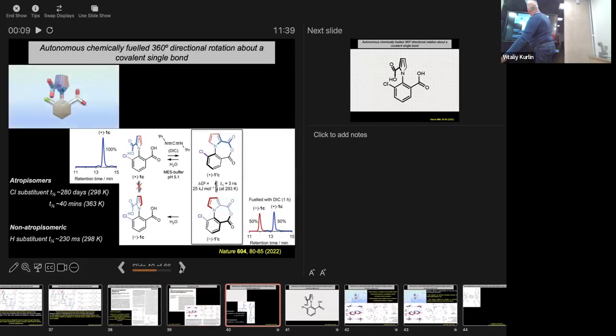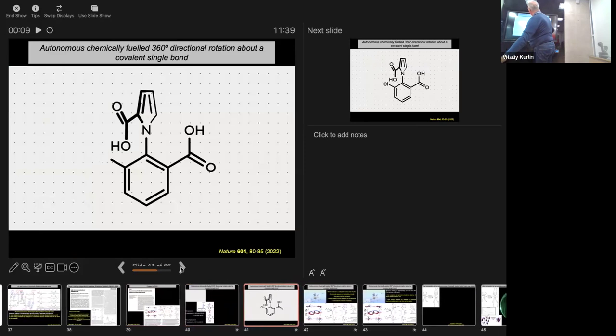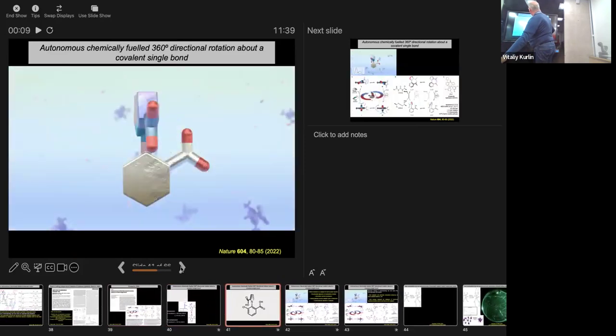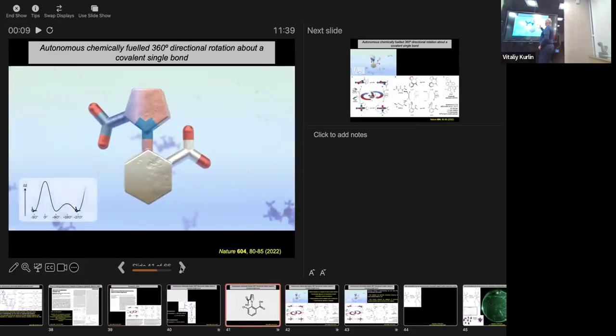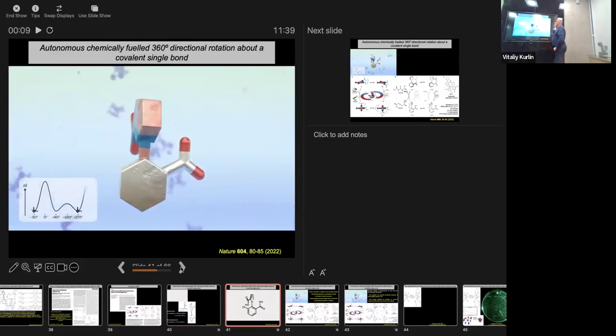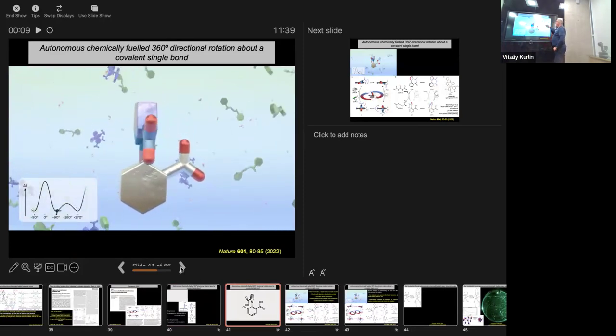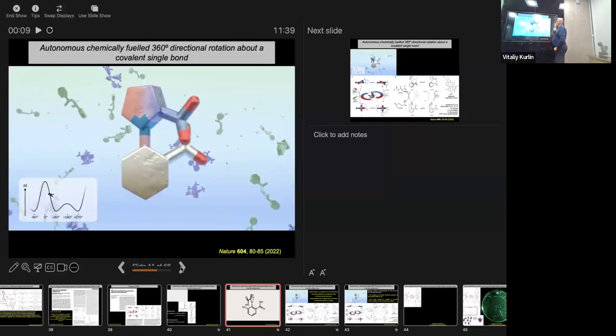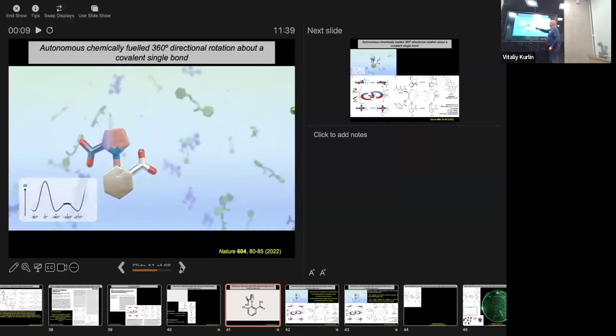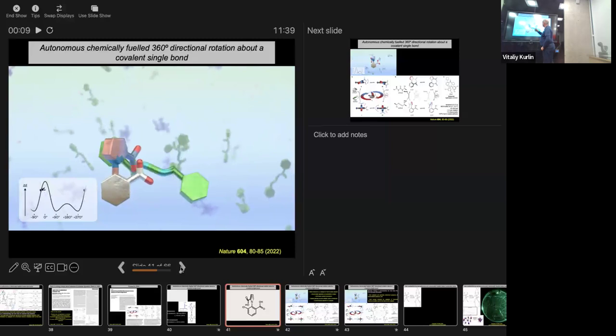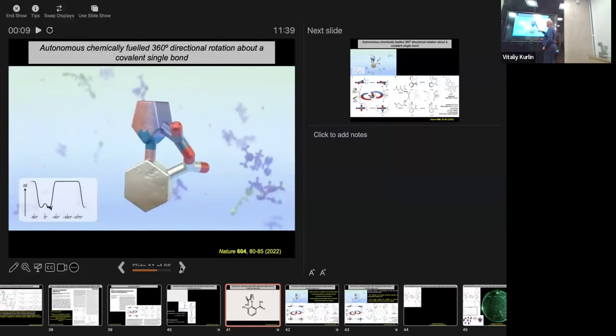I'll skip over this since it works. So this is what actually happens. The acid groups won't pass each other until you add the chemical fuel, which will react faster with the acid group when it's from the back. And now this carbonyl group can get past the other one.